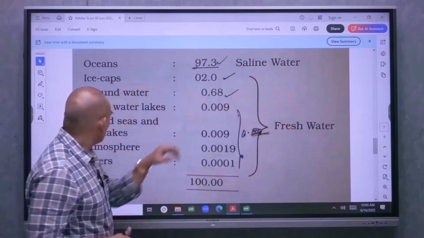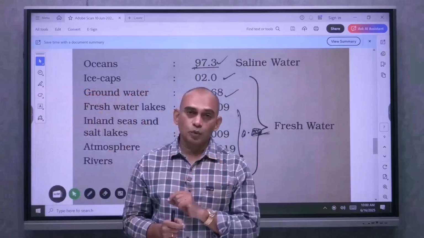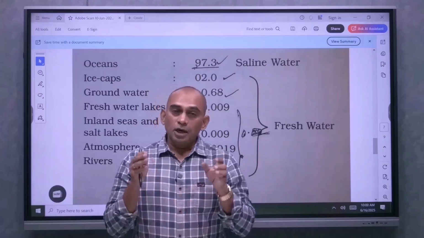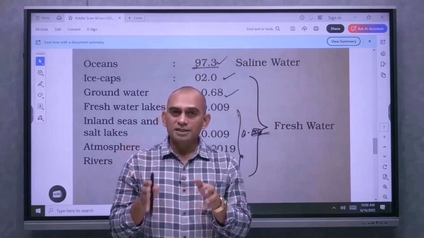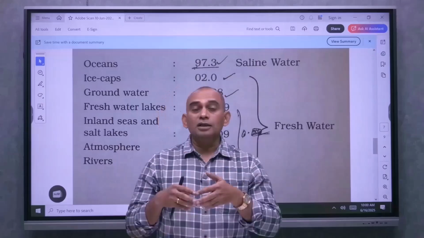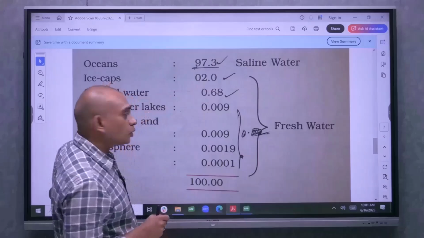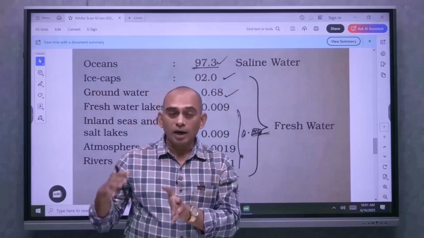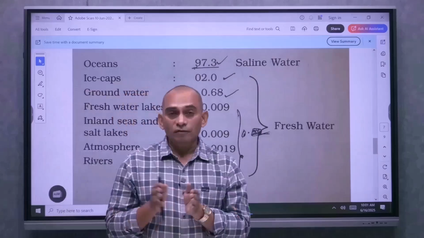It is not only in oceans, even inland seas and salt lakes also contain salt water. That is saline water. So why do we call it as salt water? Because a large amount of salts is dissolved in this water. The major salt which is dissolved in this is sodium chloride. That is our table salt. Other sources of fresh water, 2% of fresh water is stored in the ice caps. That means polar regions and also Himalayas. The groundwater, lakes and rivers contain fresh water.